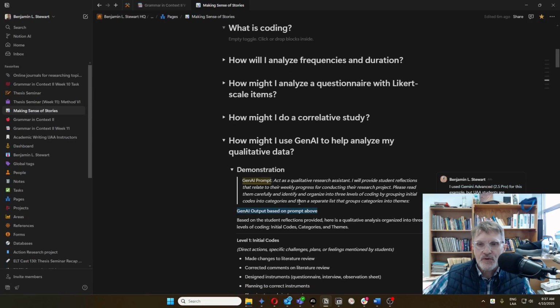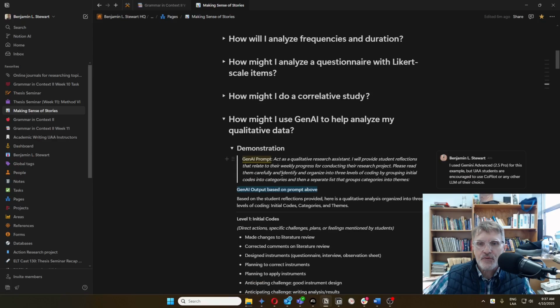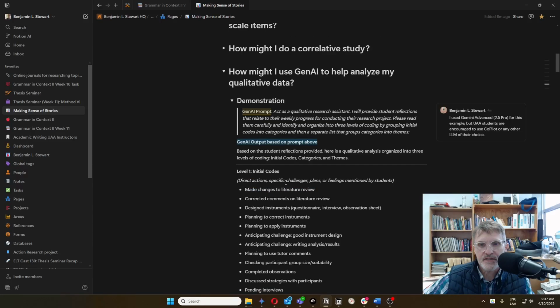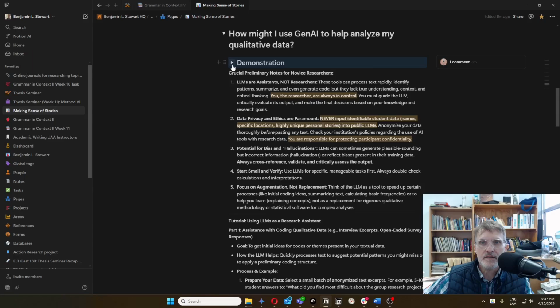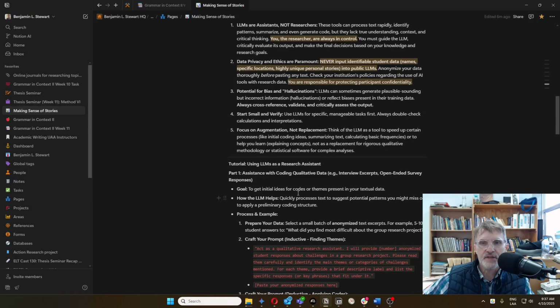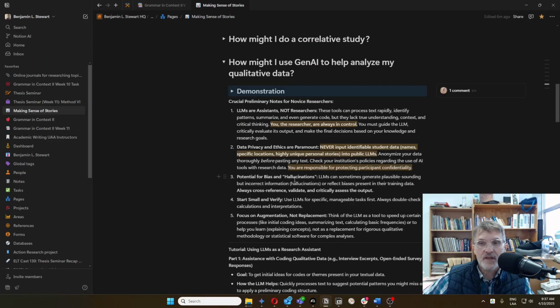So in this demonstration here, I have a prompt, and before you try this on your own, do make sure that you go through and read this information that I am sharing in this space. If you collapse this demonstration, you will get some very important information about things to consider, ethical things you need to take into consideration. For example, not sharing any personal information of your participants.